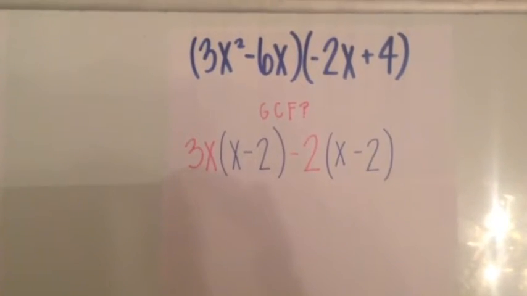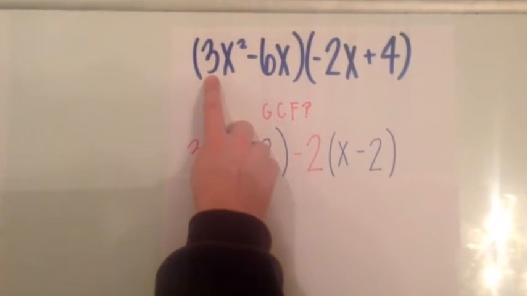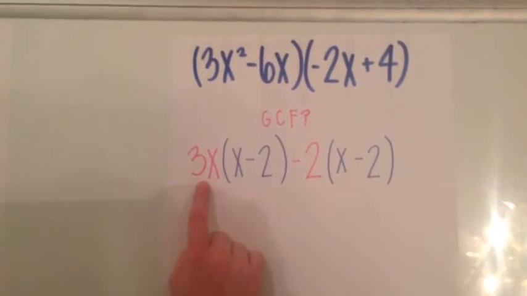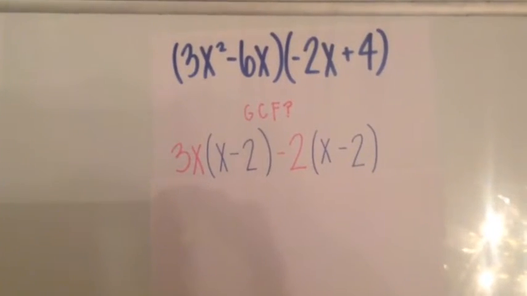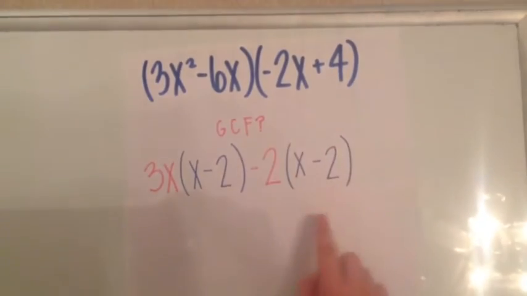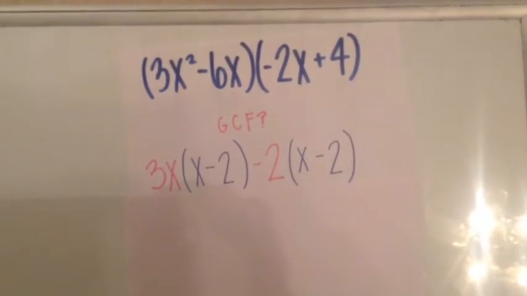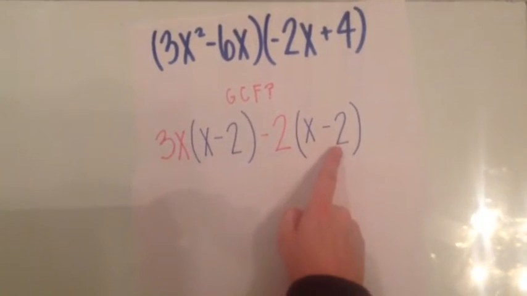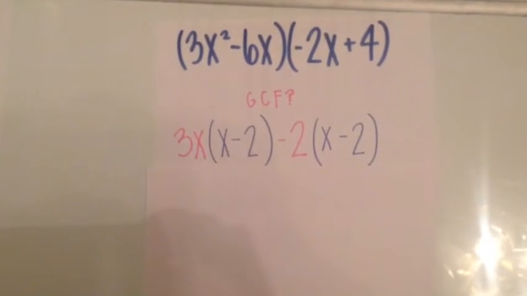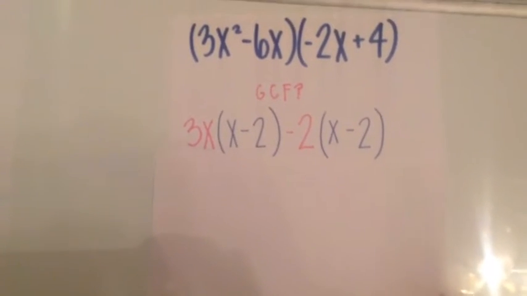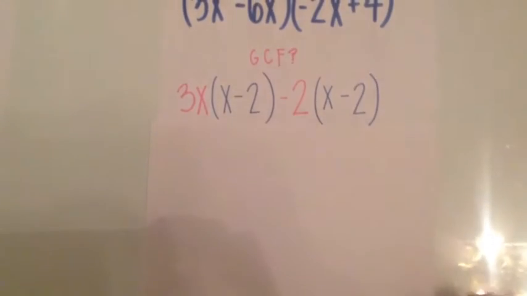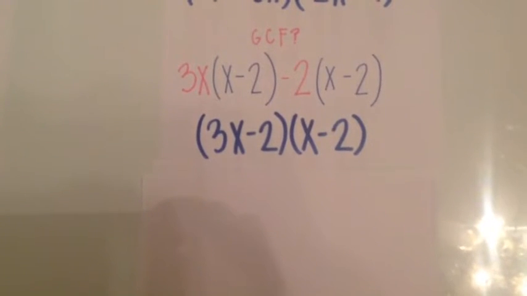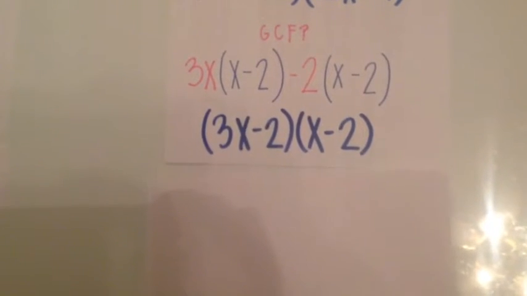So when you take out a GCF of the first parenthesis, you can see that we can take a 3x out of each of those. So our new equation is 3x times x minus 2. And so when you look at this one, you can see that you can take a negative 2 out of each of these. So our new equation over here is negative 2 times x minus 2. You can see that both of these are the same, which is good because they need to be. And so you're going to take these two and put them in their own bracket so that our new equation is 3x minus 2 times x minus 2.